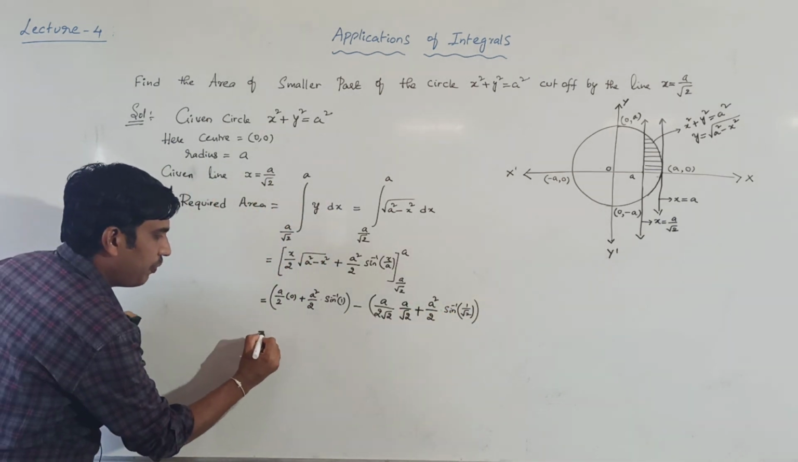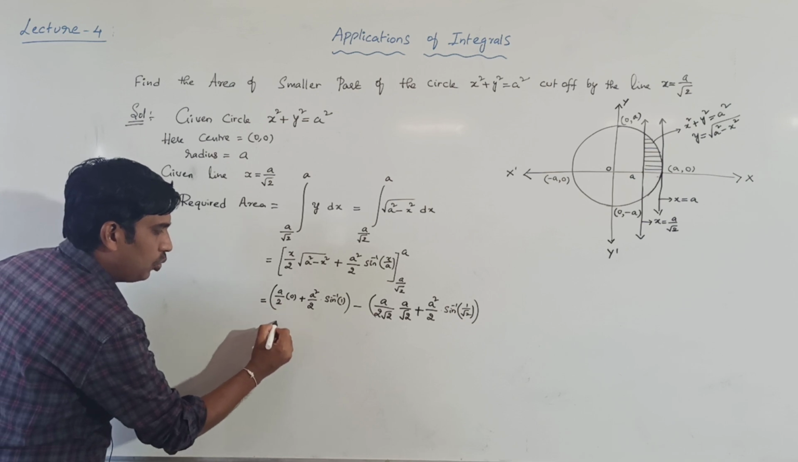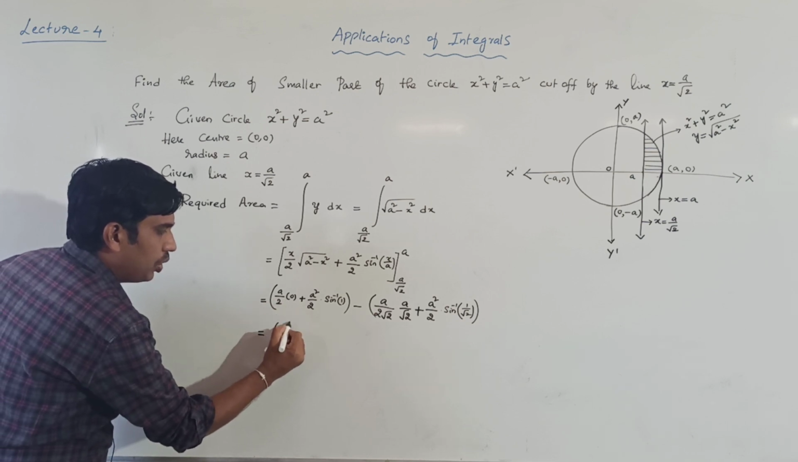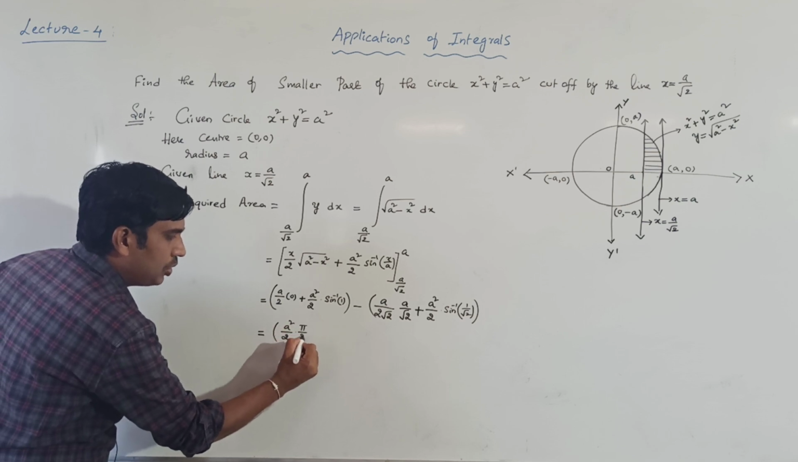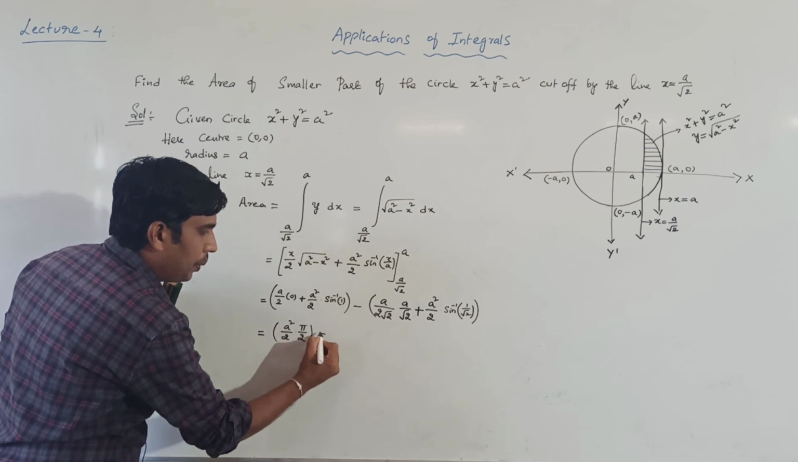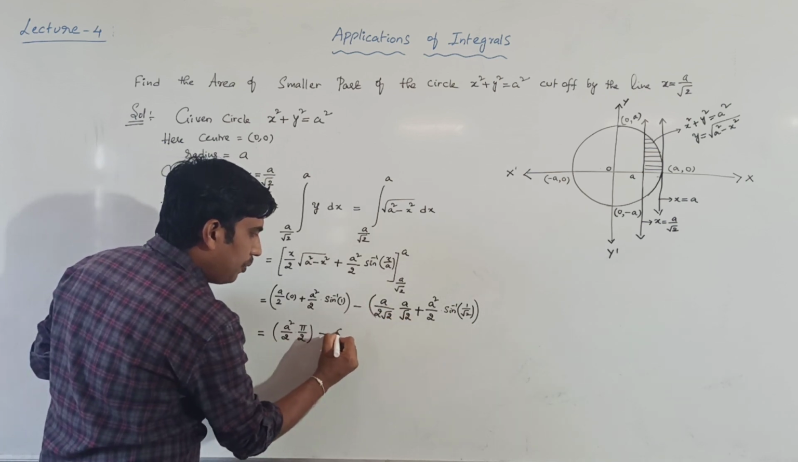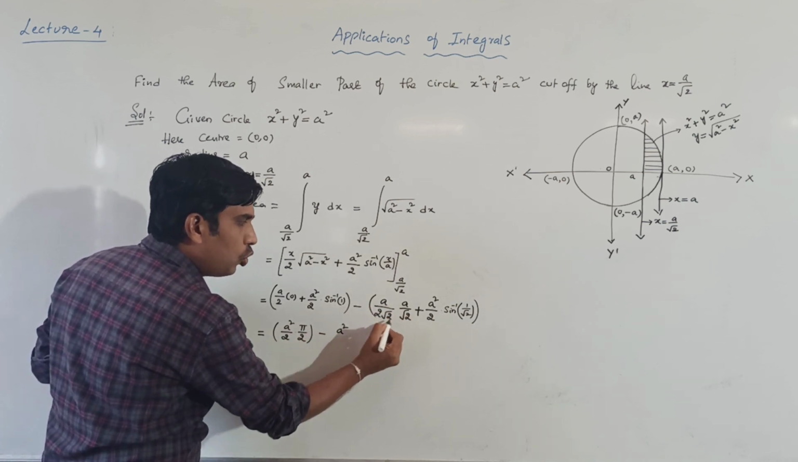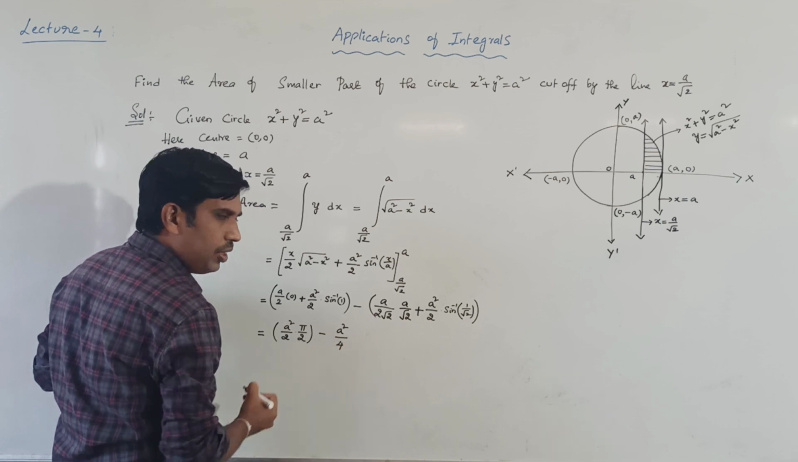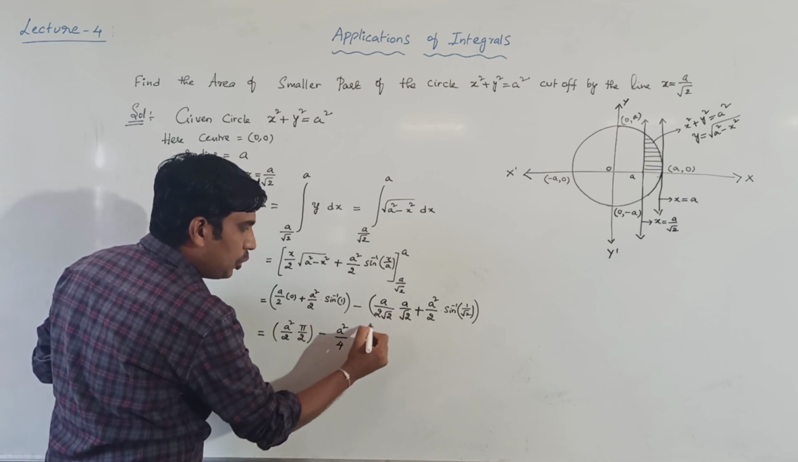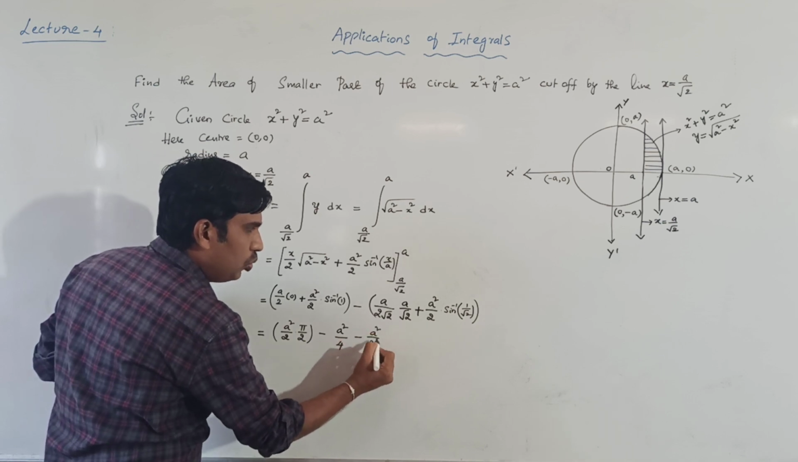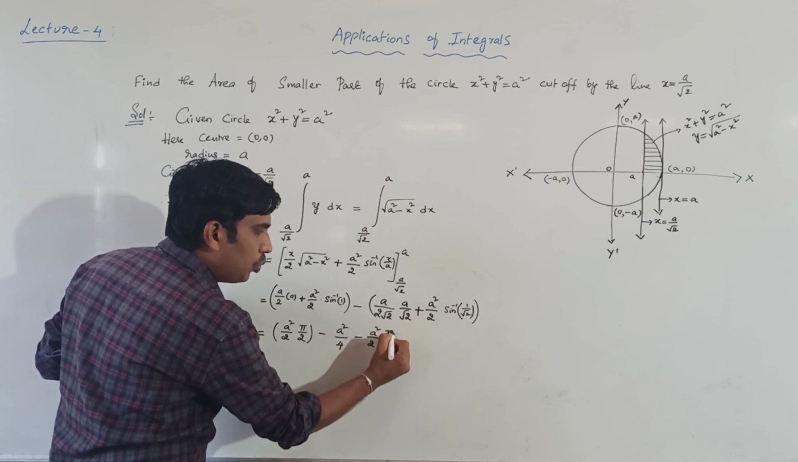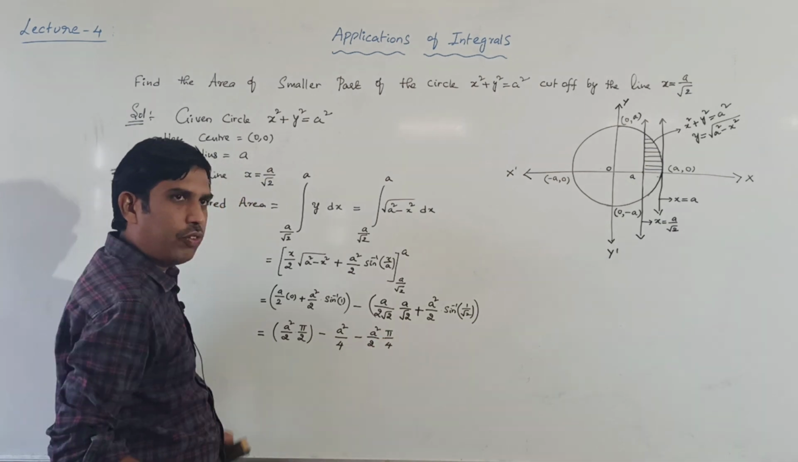So simplify: a by 2 into 0 is 0. So a square by 2 into sin inverse 1, which is pi by 2, minus a by 2 root 2 into a by root 2, which is a square by 4, minus a square by 2 into sin inverse of 1 by root 2, nothing but pi by 4.